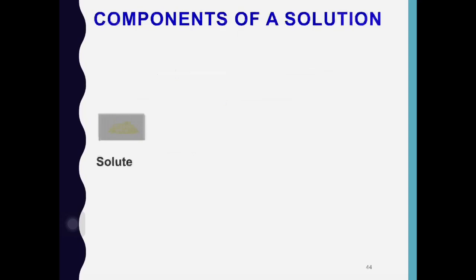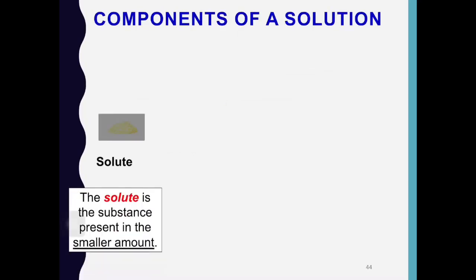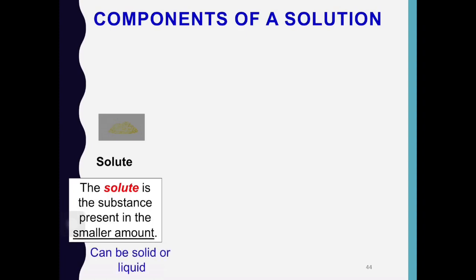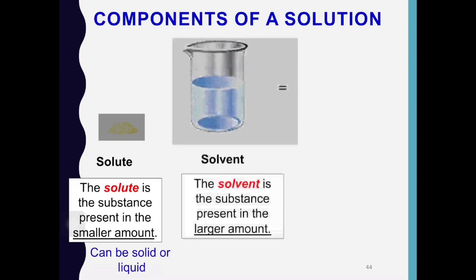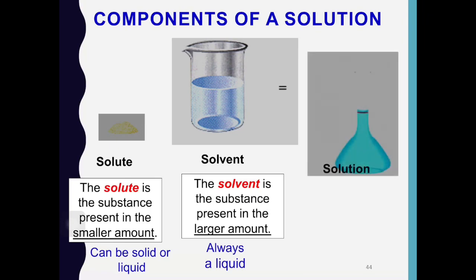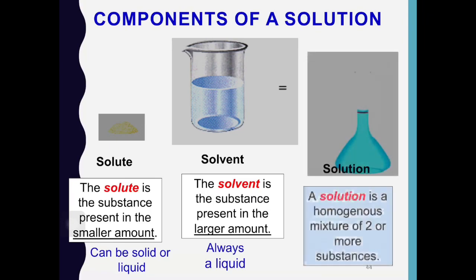The first one is solute. Solute is the substance present in the smaller amount. It can be in the form of solid or liquid. Next, we have solvent. Solvent is the substance present in the larger amount. So, solvent usually is in the form of liquid. After solute is added into a solvent, it will form a solution. So, solution is a homogeneous mixture of 2 or more substances.